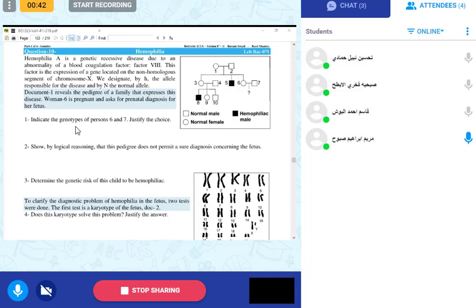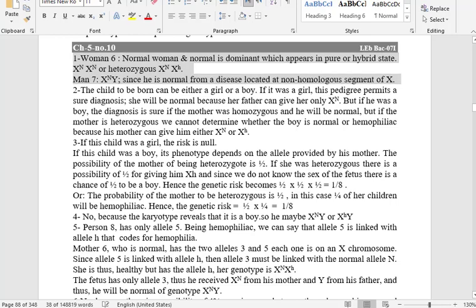For female 6, what can be her genotype? She can be either XNXN, normal, or XNXH, normal but carrying the disease, a normal carrier. So I cannot decide from now. But her husband 7 will be XNY for sure, because he looks normal.